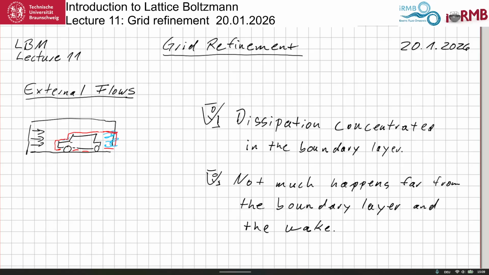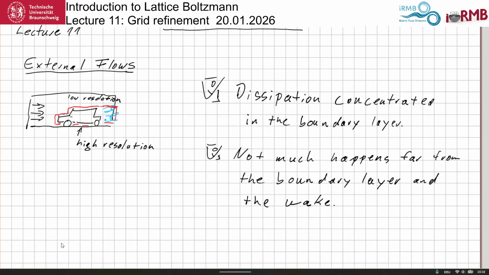And now what you would like to have is a low resolution far away and a high resolution close. So then comes your finite element guy and says, very nice, I have this nice method, and then you have to generate this grid, and making this grid takes a lot of time. So in lattice Boltzmann, we use Cartesian grids, and there we can also refine, but we do it in a different way.